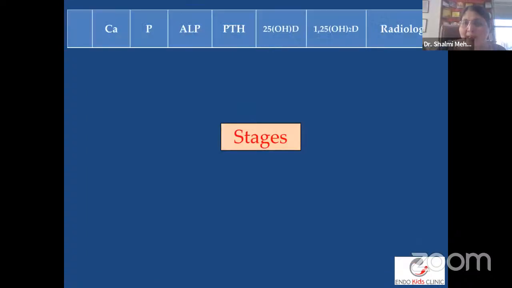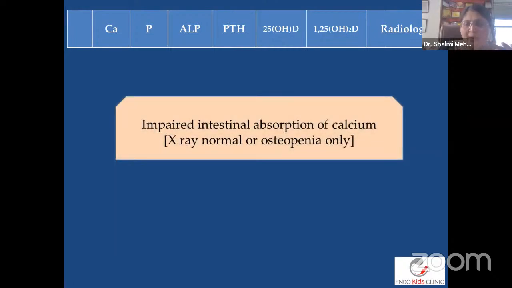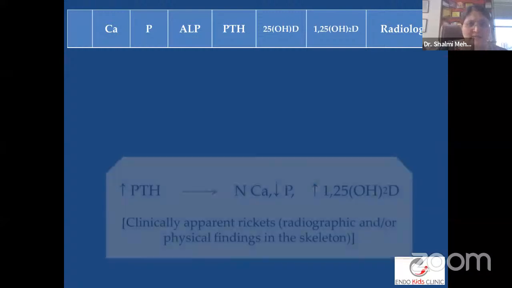Now let us see what exactly happens when somebody goes on to develop vitamin D deficiency. What are the different stages? What happens to the calcium, phosphorus, and all the other metabolites, and what happens to the bones also? When you have the initial vitamin D deficiency, the first sign is impaired absorption of calcium. It causes slight osteopenia on the X-rays, but it may not be very visible. So the absorption of calcium has now started decreasing.